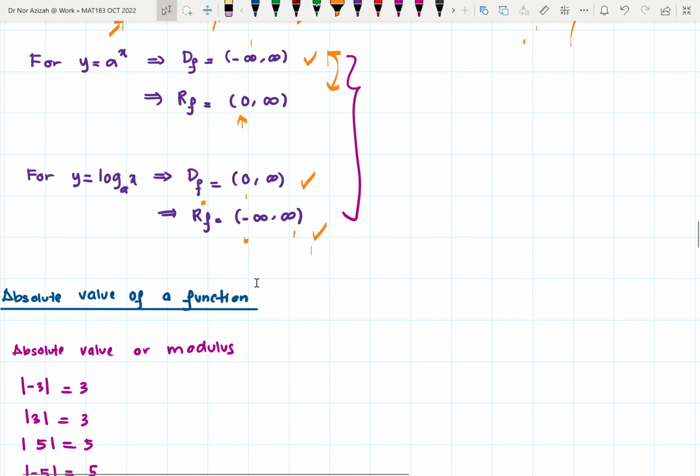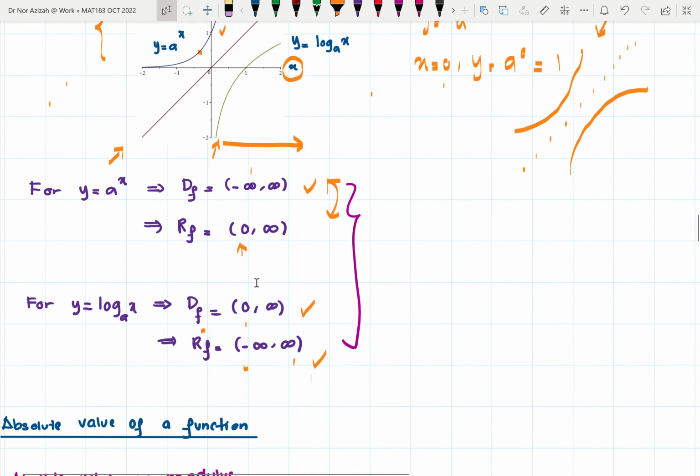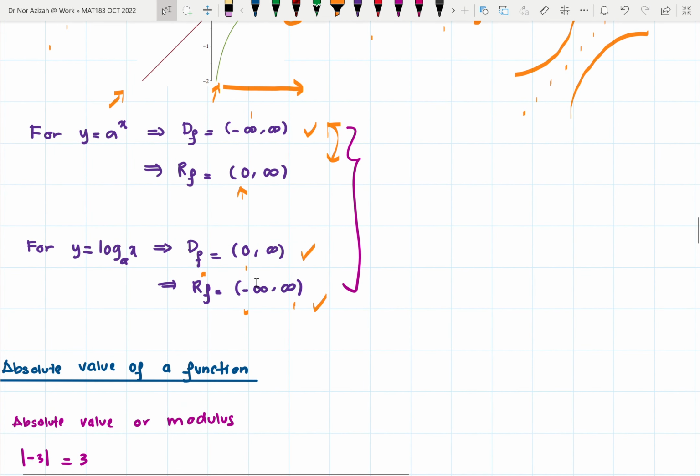Okay, so I stop here. This one is the graph of the exponential and logarithmic functions, and how we determine the domain and range for the logarithmic and exponential functions.